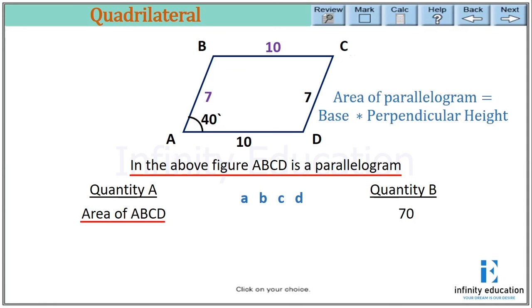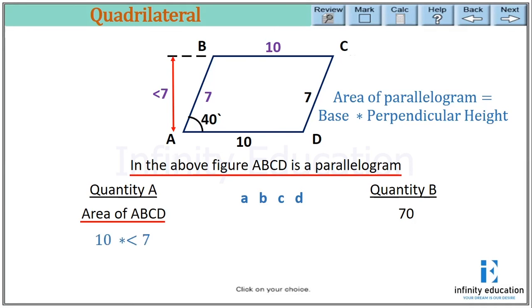We know the area of a parallelogram is base into perpendicular height. So I have to find out the perpendicular height because I know the base as 10. If I want to find the perpendicular height, that must be less than 7, because we can see the slant height is 7. So the perpendicular height, whatever it will be, 1, 2, 3, 4, we don't know, but it has to be less than 7.